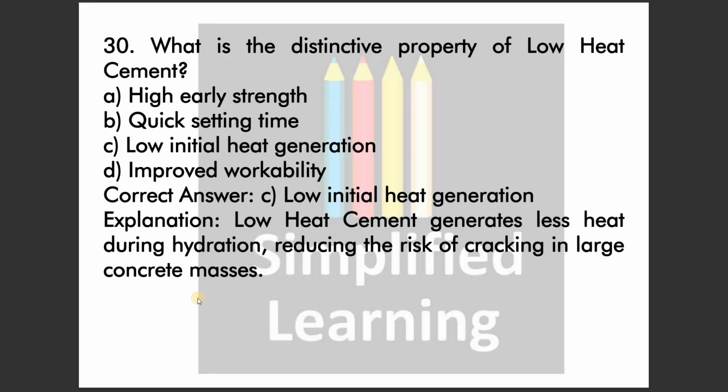Then what is the distinctive property of low heat cement? See, the name itself is suggesting it: low heat cement generates less heat during hydration and reduces the risk of cracks in large concrete masses. For example, if we are going for a dam construction or a massive construction or any kind of monolithic construction, then we will be going with low initial heat generation cement, which is the low heat cement.